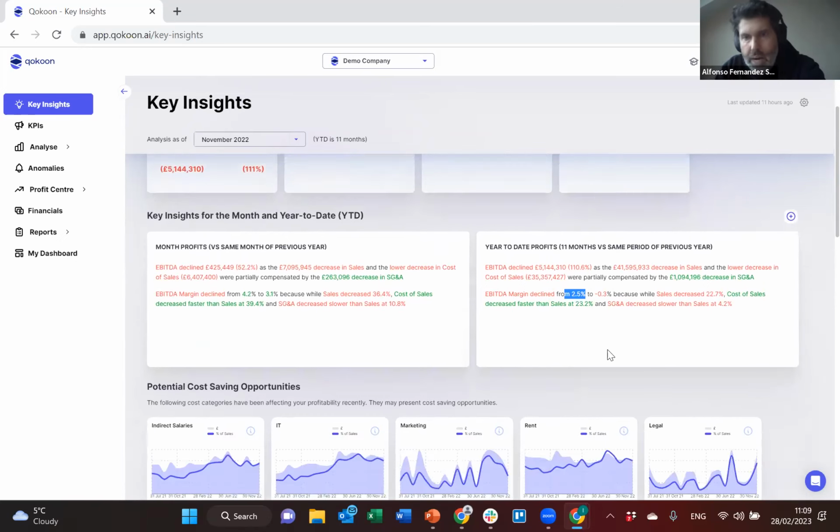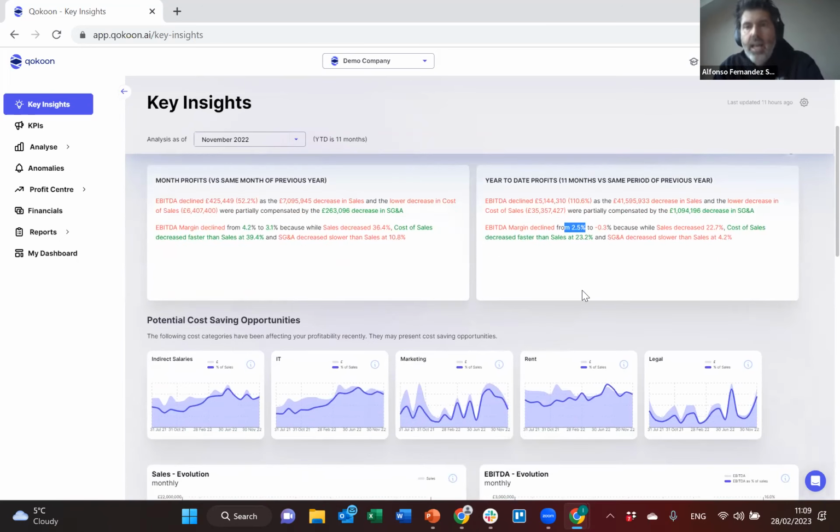So again, we'll come back to this and then we will drill down on SG&A, etc., to see what happens. But this is another important feature that we have, the cost alerts, basically. And within the key insights, our algorithms analyze all the cost categories you may have in your accounts. We analyze all of them. And in here, executive summary, we show you the top 5 that are affecting your profitability recently.